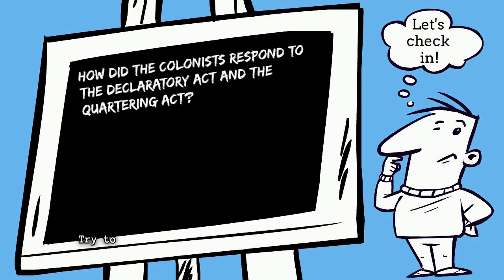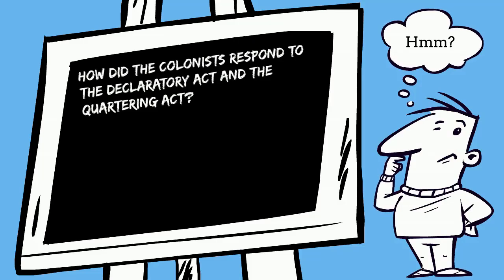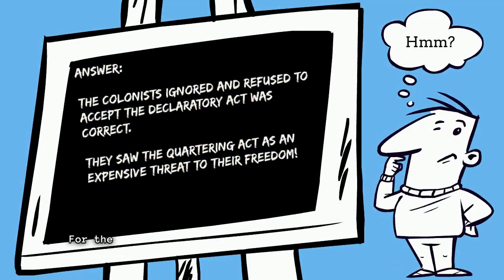Let's check in. Try to answer the following question in your own words. How did the colonists respond to the Declaratory Act and the Quartering Act? For the Declaratory Act, the colonists pretty much ignored it and wouldn't admit that it was correct. While with the Quartering Act, the colonists saw it as an expensive threat to their freedom.